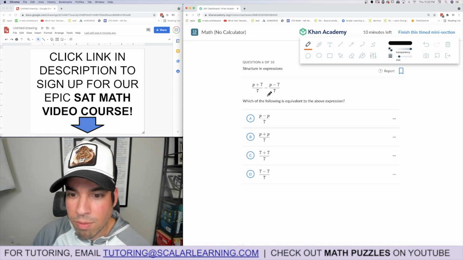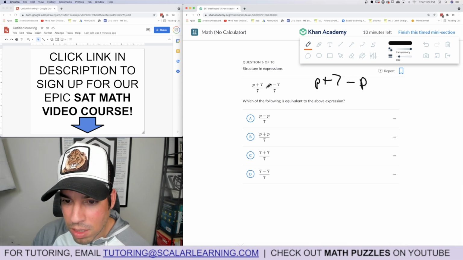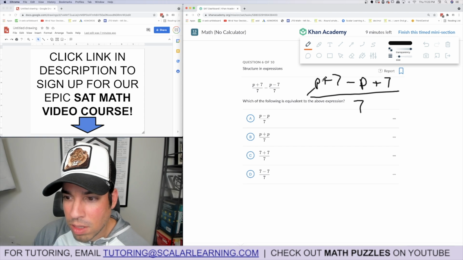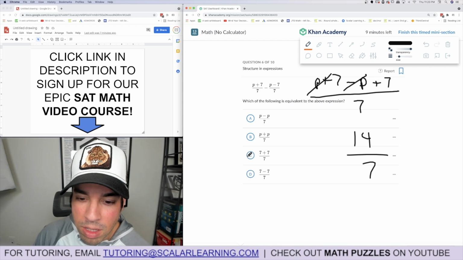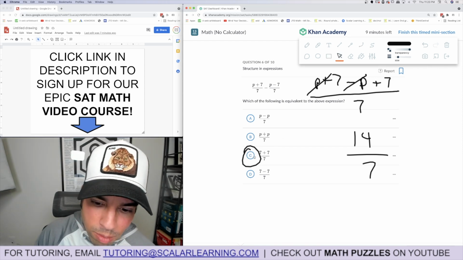Interesting question. (P plus 7)/7 minus (P minus 7)/7. Which is equivalent? Okay, first I'm going to distribute the negative to the top. So it's P plus 7 minus P, the negative cancels out with that plus 7 over 7. Cancel, cancel. P minus P is 0. So we get 14 over 7. Oh, they left it like that. It's 7 plus 7 over 7. Obviously, it simplifies further to 2, but that will do it.